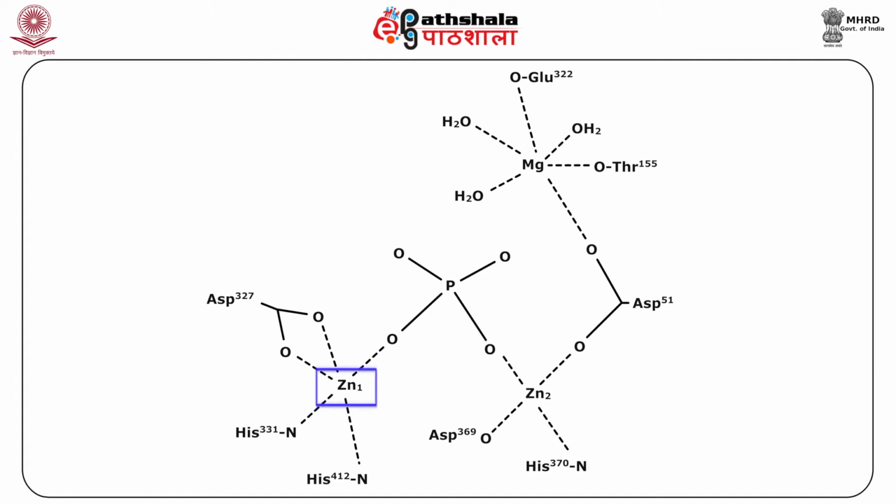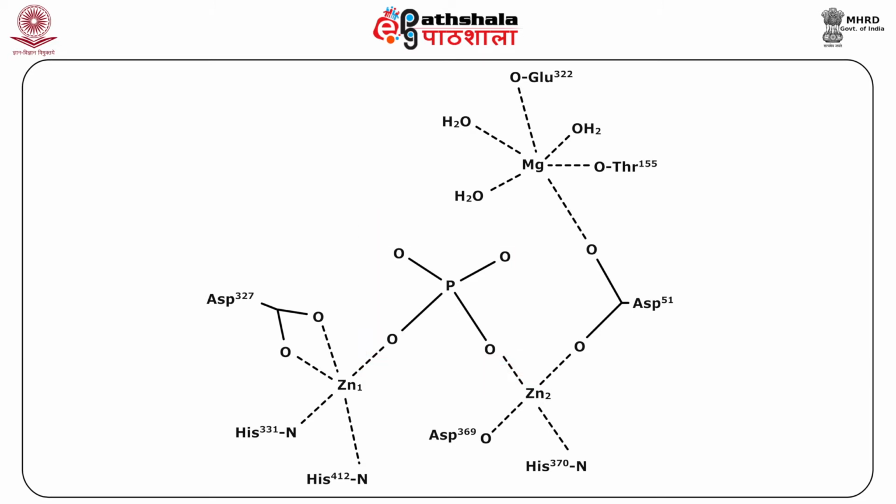The first zinc atom, zinc 1, has a coordination number of 5 with trigonal pyramidal geometry. The zinc 1 binding site consists of histidine 331, histidine 412 and aspartate 327 residues. Both carboxyl oxygens of aspartate 327 are coordinated to zinc 1 along with imidazole nitrogen atoms of histidines. Zinc 1 is also coordinated to one of the oxygens of the phosphoester.